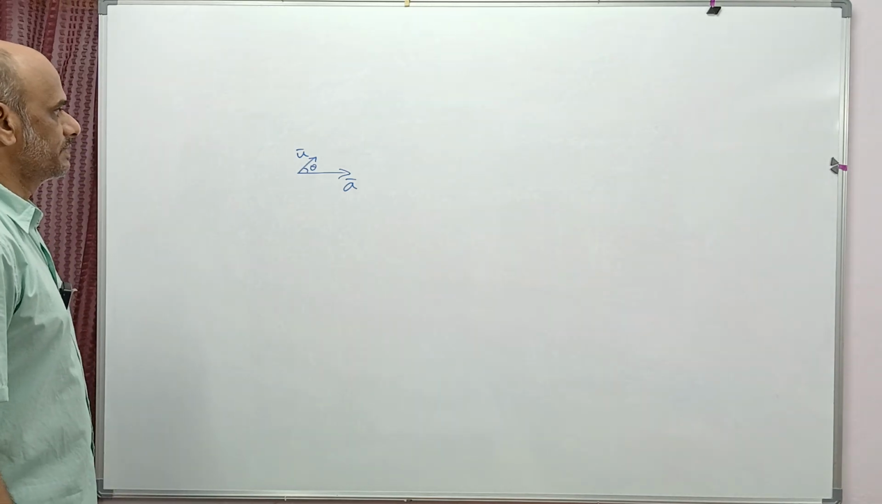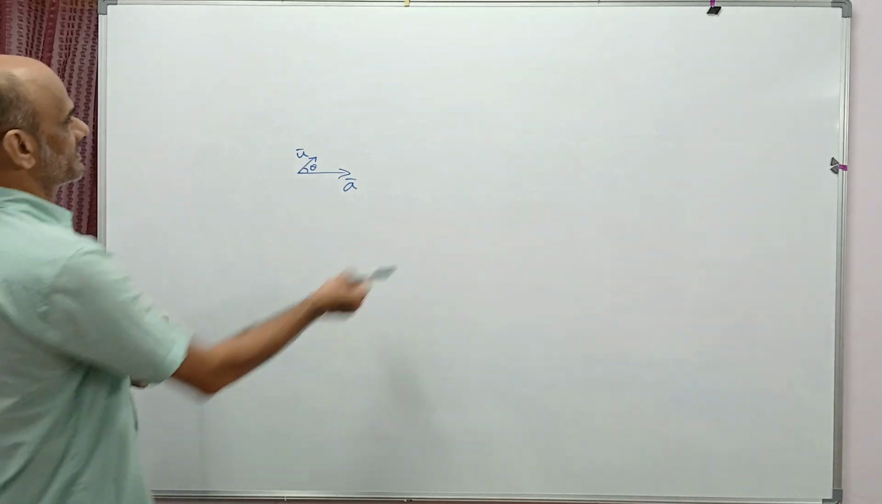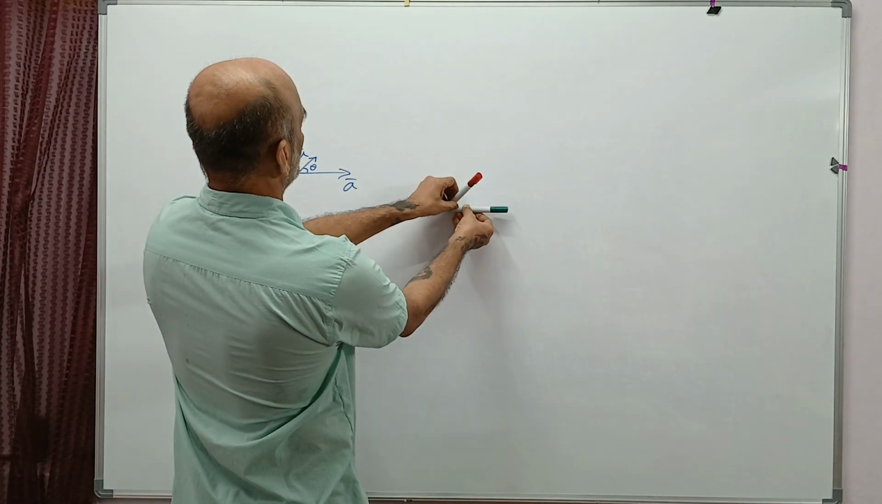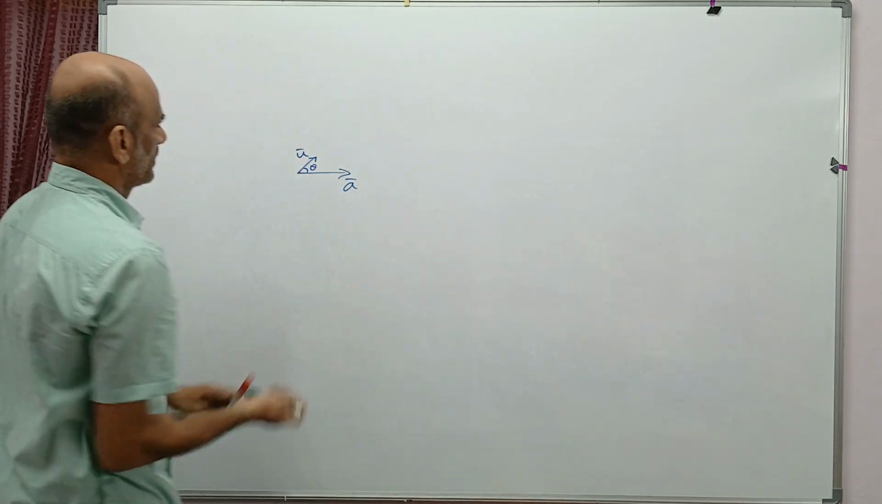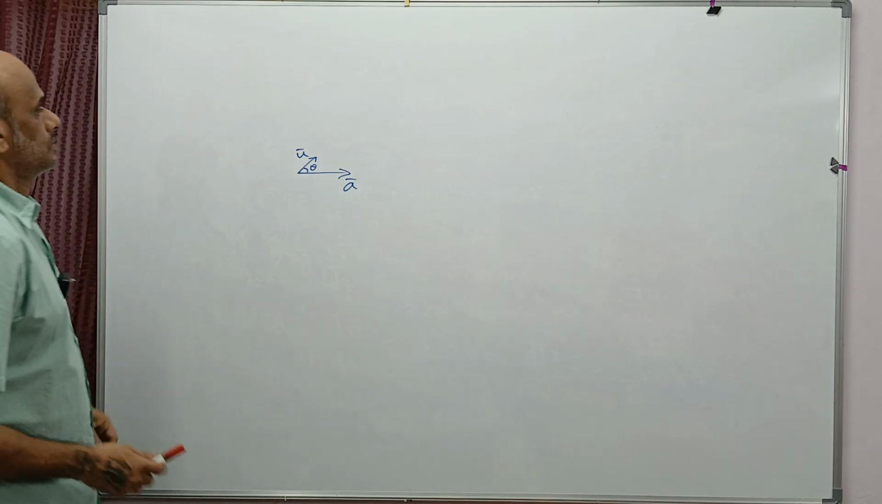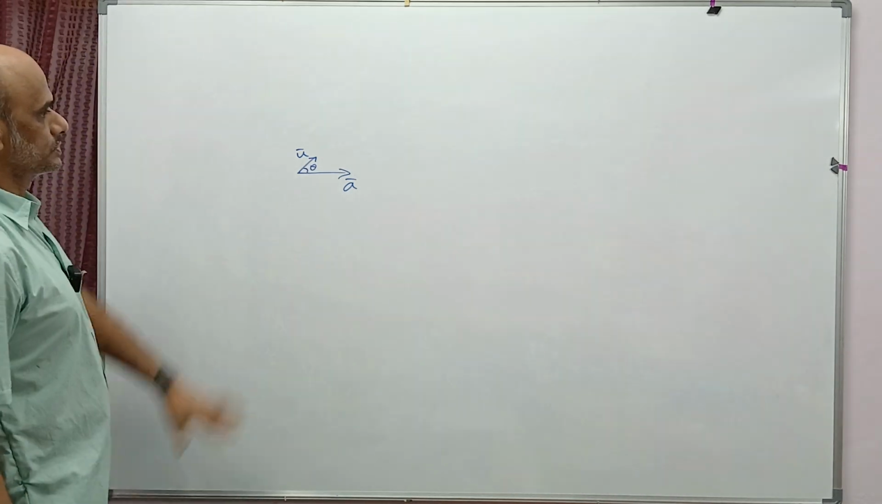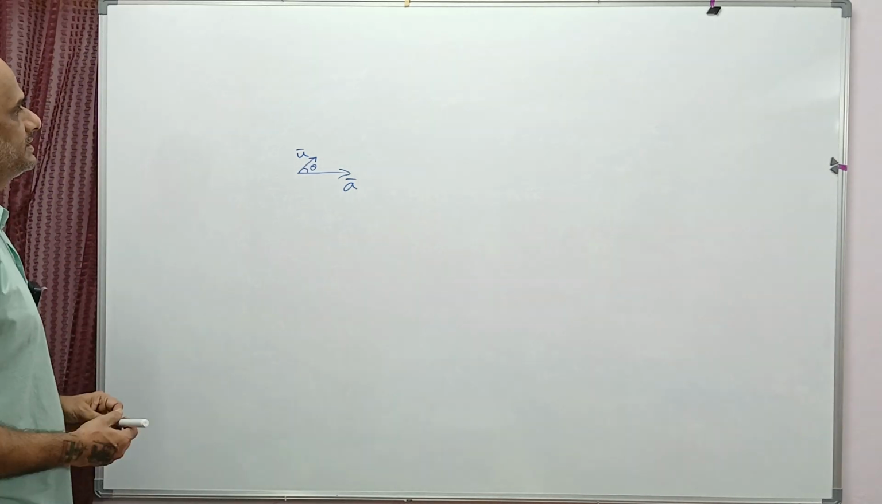Any two vectors will form a plane. Suppose this a vector is like this, but the u vector is out of the plane of the board, then the motion will be in this plane. So I can assume the two vectors to be in the plane of this board without any loss of generality.